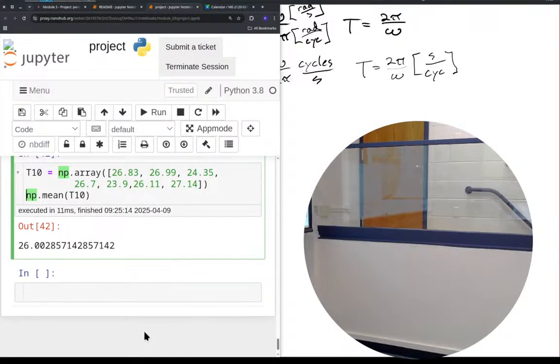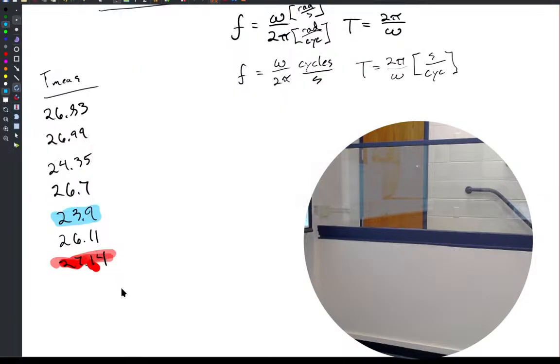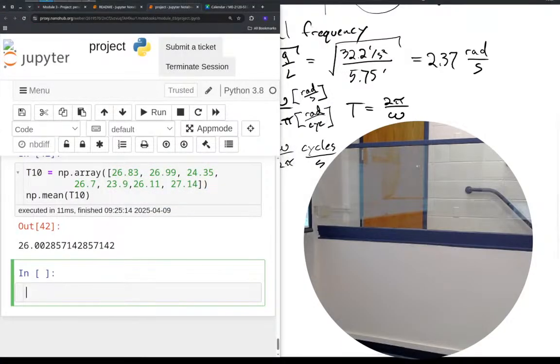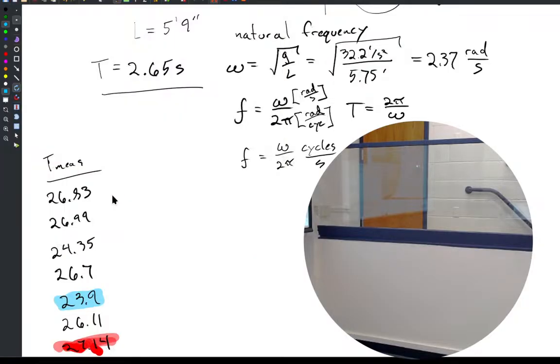Then pull up your 26.00, something like that. So that's pretty good, right? How close is it? How close were we to 2.60 over 2.65? Oh yeah, you're right. 2% error? Okay. Yeah, what did we have? 2.65.